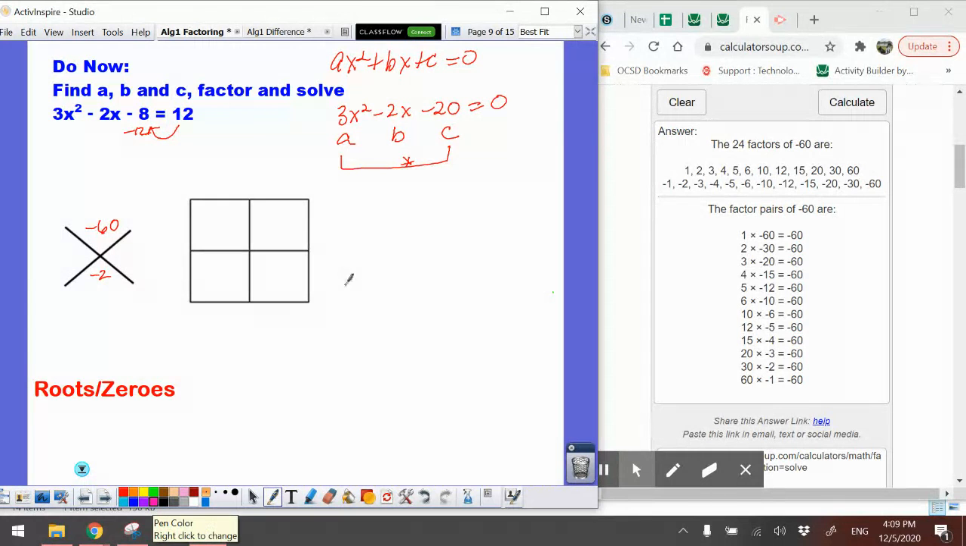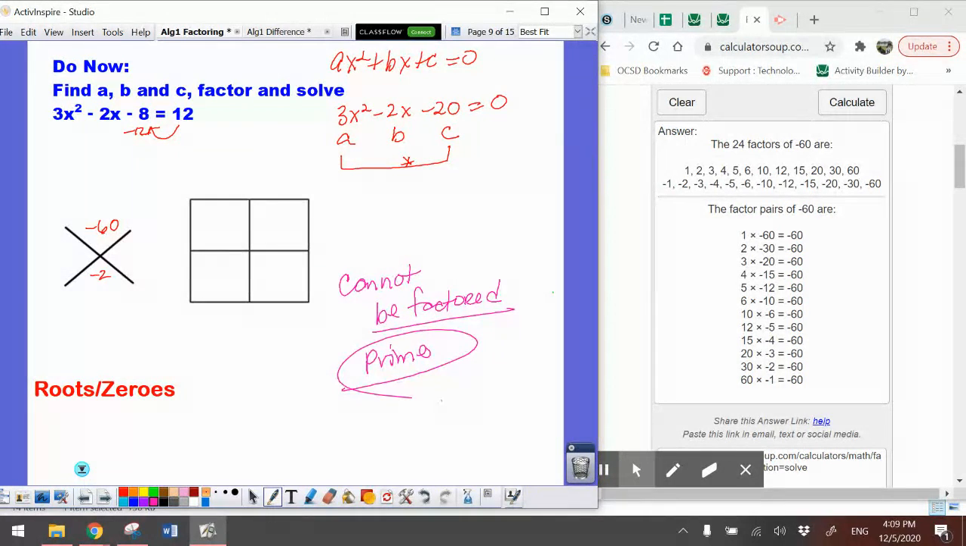So at this point, this one cannot be factored. Okay? And when something cannot be factored, it's called prime. We're going to find out in the next chapter that you can actually factor everything, because sometimes they end up being decimals or radicals. But right now, factoring into whole numbers, we have no way to factor that. So it's going to be prime at this point, and we can't go any further. So this one is done.